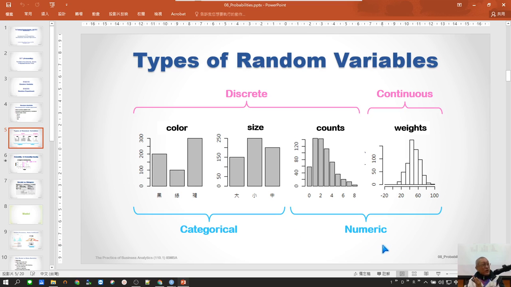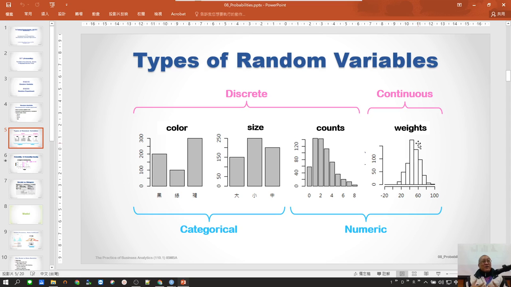And numerical outcomes actually have two types. We have discrete numeric, which is count. The customer will buy one, will buy two, will buy three. He cannot buy like 2.5. So numeric has two different types. It could be count, which is discrete, and it could be continuous, like your weight, your height. That could be anything. That outcome is continuous numeric.